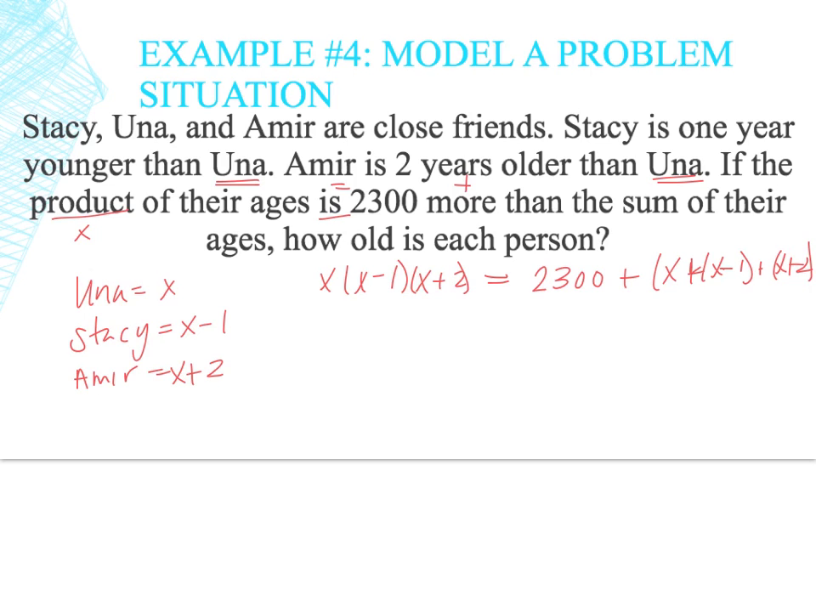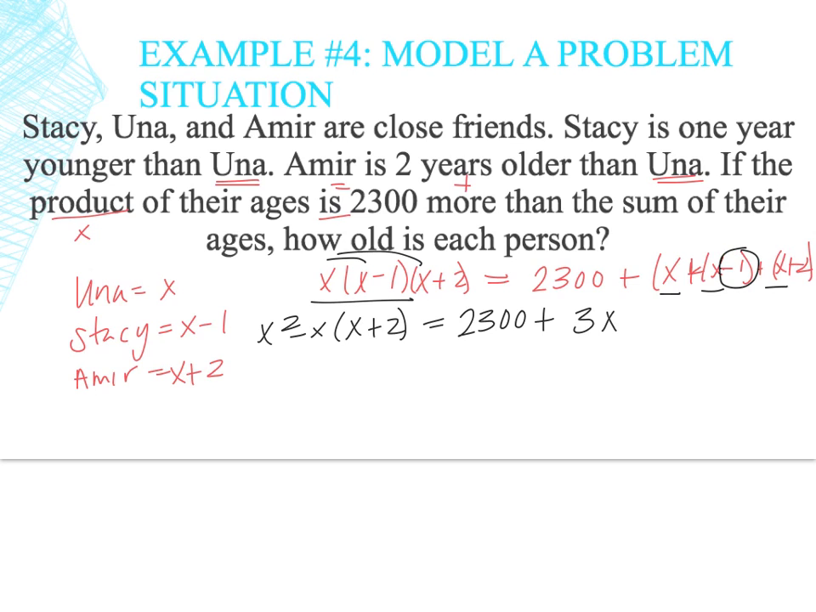So let's go ahead and go through this process of simplifying. First thing we want to do, let's deal with the multiplication first. So if I distribute the x for just the first part, that would give me x squared minus x, and I still need to multiply that by x plus 2. If I keep going, I can probably simplify the right hand side a lot quicker. So that becomes 2,300 plus, combine all the x's. That's a positive x, a positive x, a positive x, so that's 3x. And then I have negative 1 and positive 2, so that becomes plus 1. All right, we still have more to simplify.